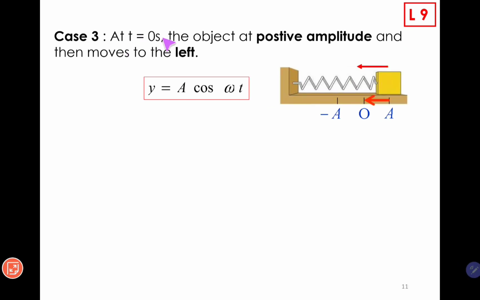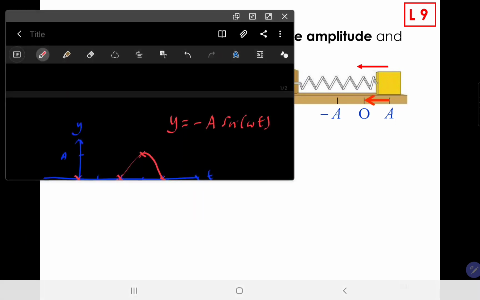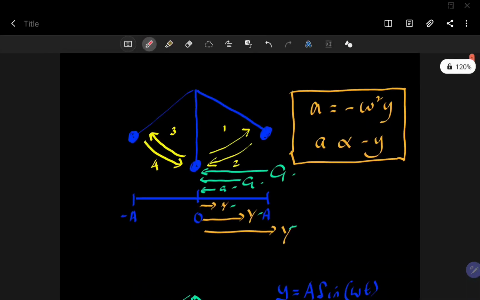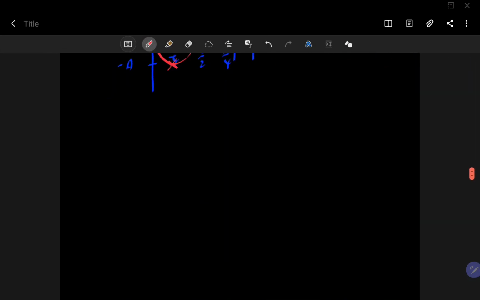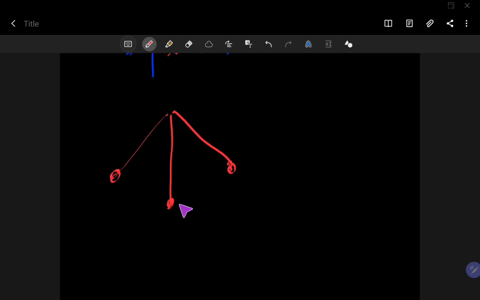Okay, at t equals 0, the object is at positive amplitude and then moves to the left. So the object starts from the positive amplitude and moves to the left. How is it? Okay, so what happened now? We just draw the pendulum bob first. This is a pendulum bob. So we just start from the amplitude. So what do we have now? Amplitude, origin, and amplitude. Okay, negative amplitude, equilibrium, and positive amplitude.